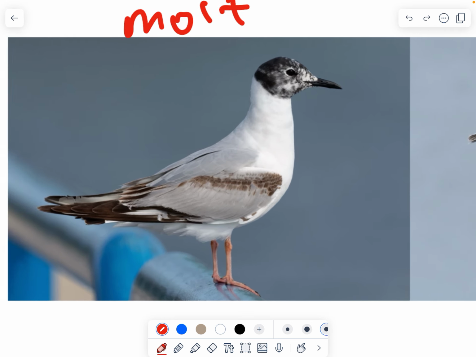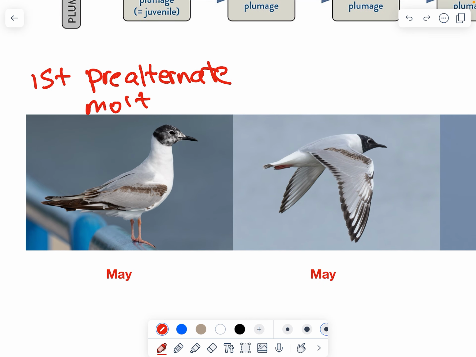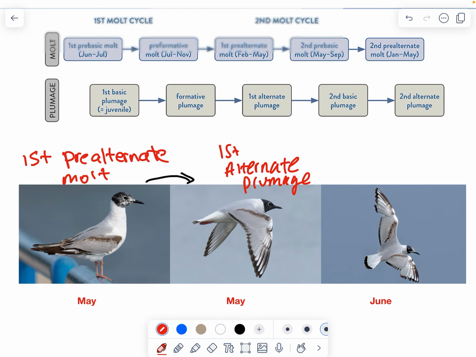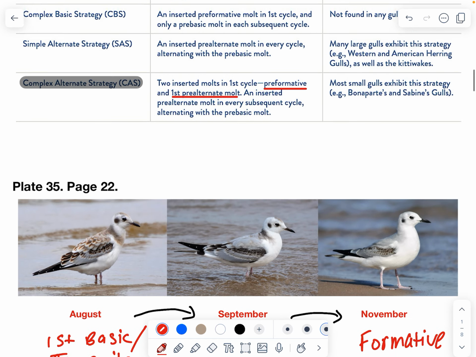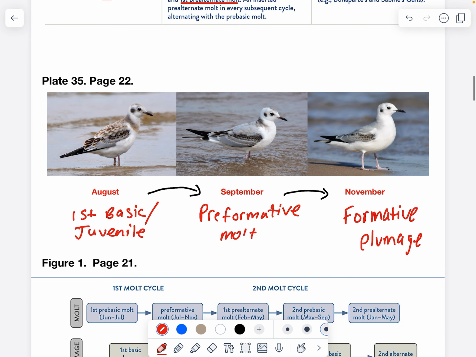If we look at their scapulars, you can very often notice some fresh edges here. They're not worn and frayed as they were back in, say, December, January. A lot of these birds will now replace scapulars for a second time, and the result is first alternate plumage. That's really how we want to understand the complex alternate strategy: it has these two inserted molts in the first cycle.